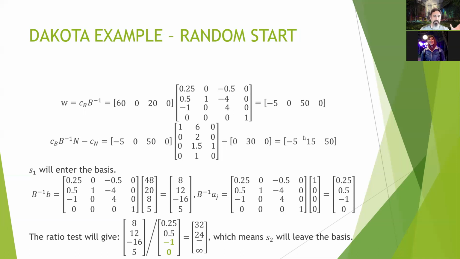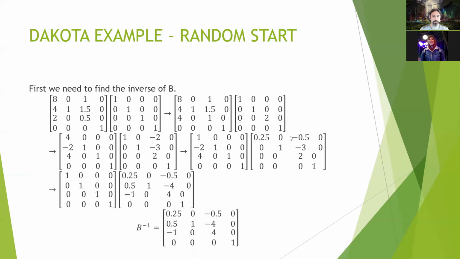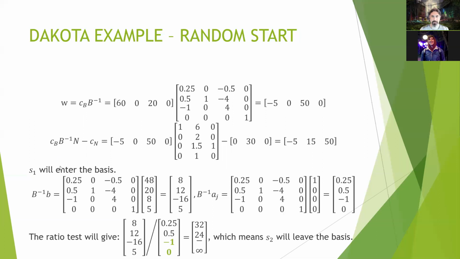So -5. Okay, something isn't allowing us to be optimal. There is a non-basic variable that needs to enter the basis. Let's go and check the first one because it's -5. Okay, this is the first non-basic variable. This is the second. This is the third non-basic variable. So the first non-basic variable will enter, which is S1. Okay, S1 will enter.